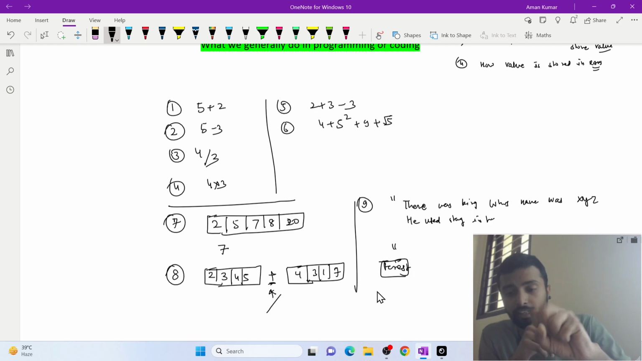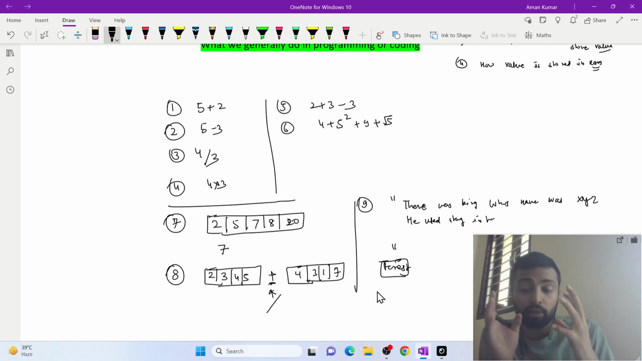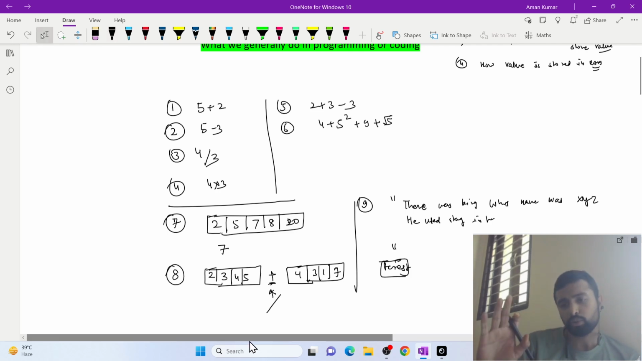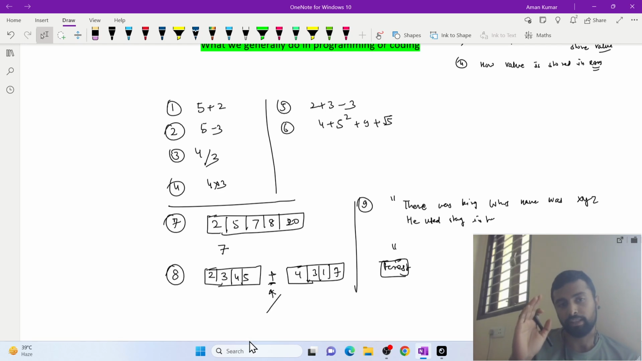Because this thing actually helps you to understand what we do in coding or programming, and it will also help you to understand the variable concept. Let's see how it is connected to the variable concept. So you understood what a coder or a programmer, or a software engineer, actually does while writing code.